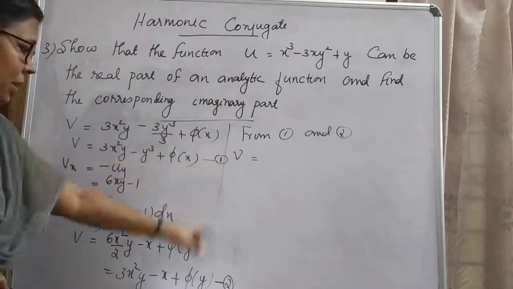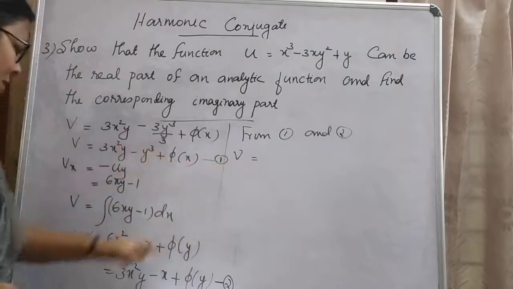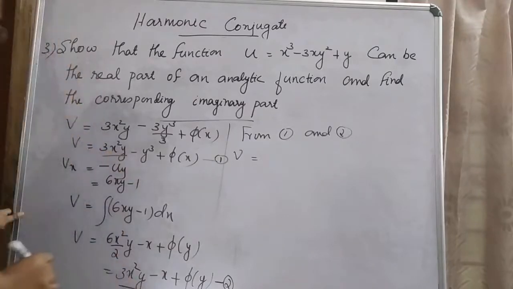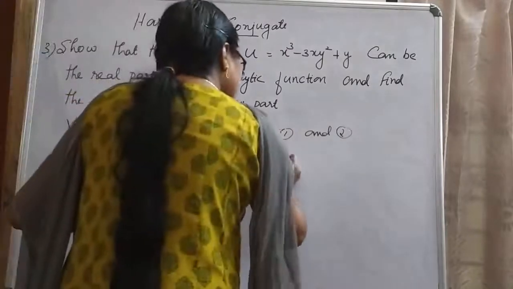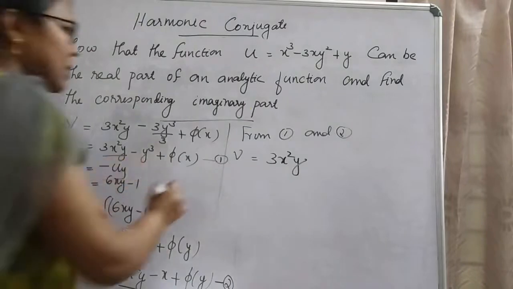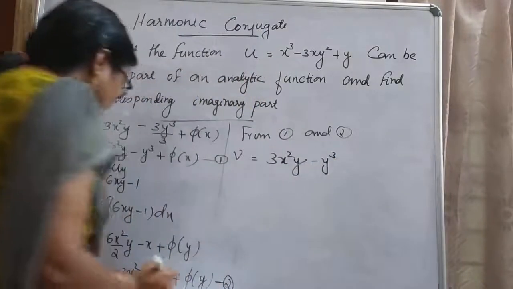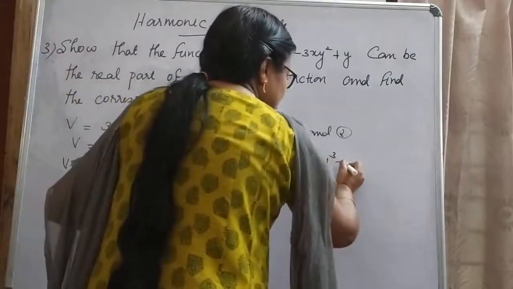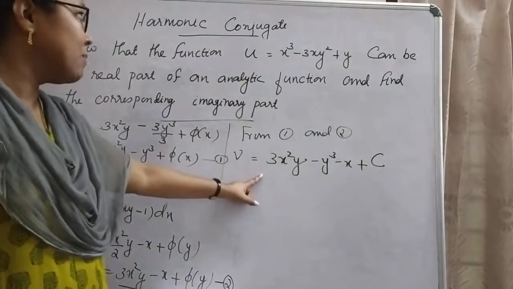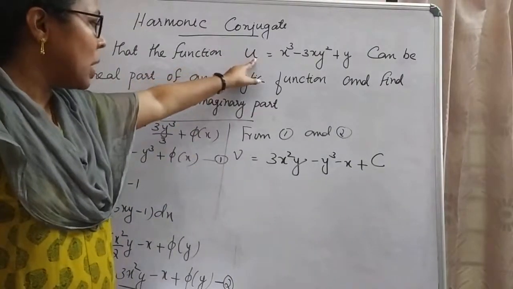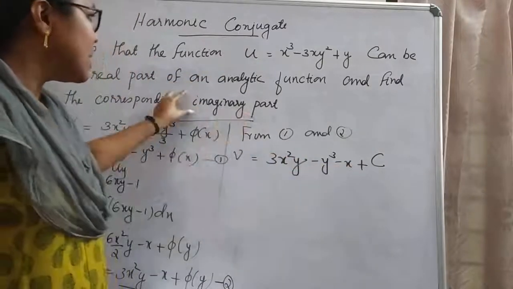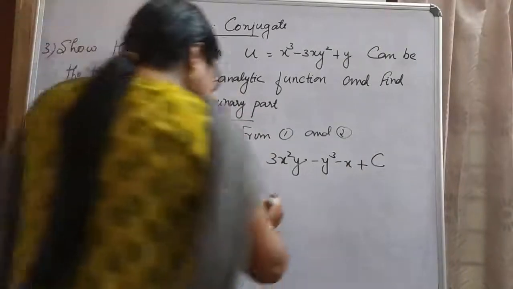By comparing these two results, we write the final result v as, here 3x square y, then minus y cube, and minus x, plus a constant of integration c, which is the final result. Here we get the harmonic conjugate of u as v equal to 3x square y minus y cube minus x plus c, which is the imaginary part. Okay, we get the answer.